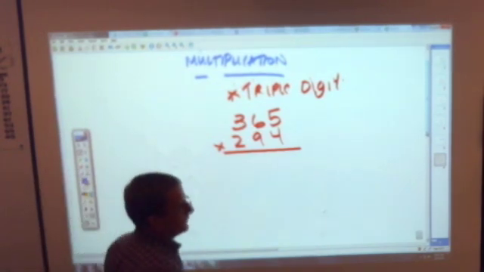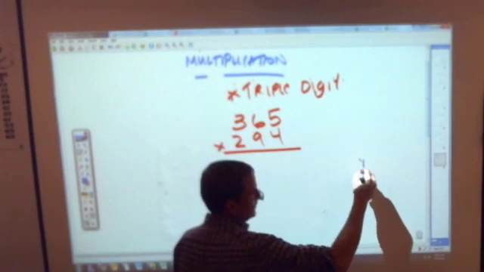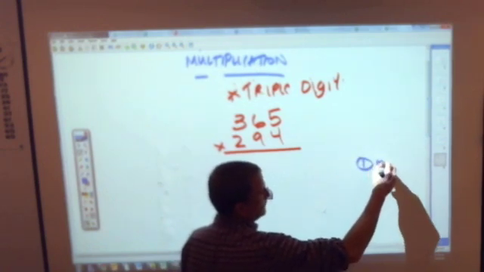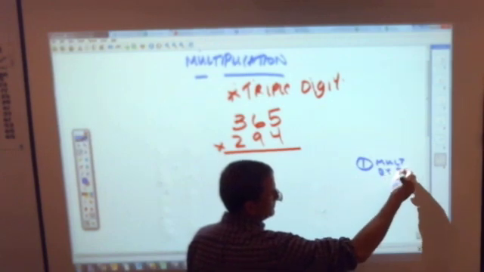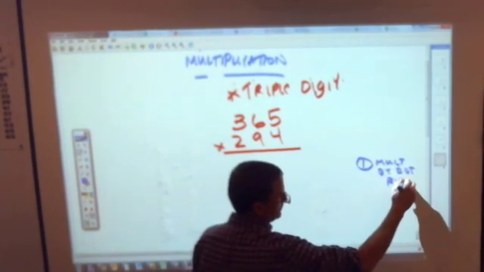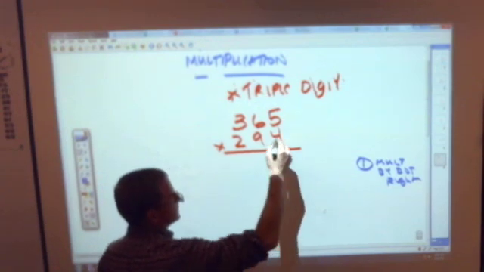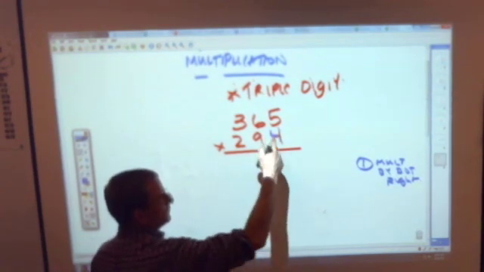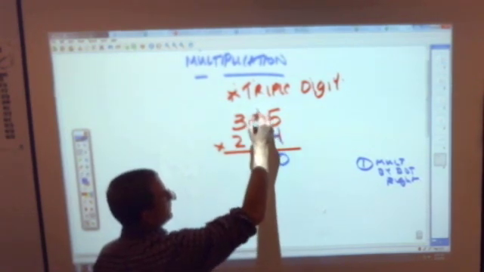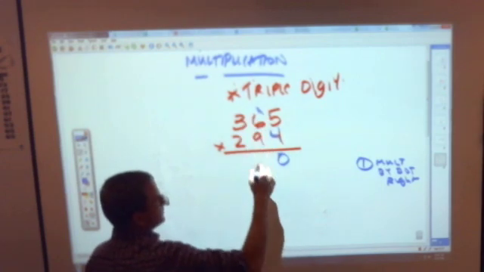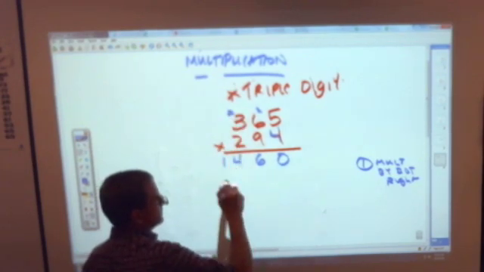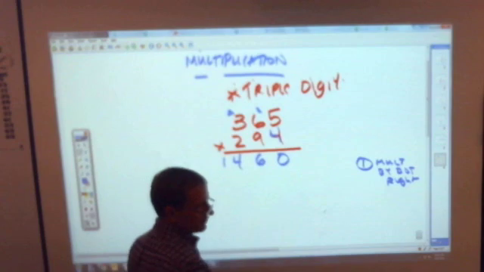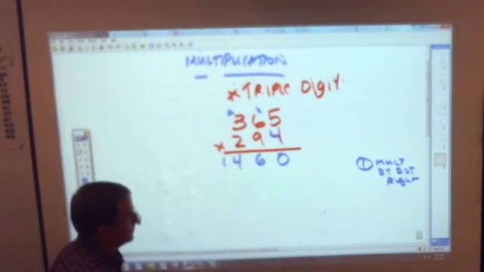The algorithm is very much the same as double digit. Step number 1 is you multiply by the units. You multiply by that bottom right. Just like double digit multiplication, I'm going to start with this number right here. 4 times 5 is 20. Carry the 2. 4 times 6 is 24, plus 2 is 26. Carry the 2. 4 times 3 is 12, plus 2 is 14. Just like double digit multiplication.